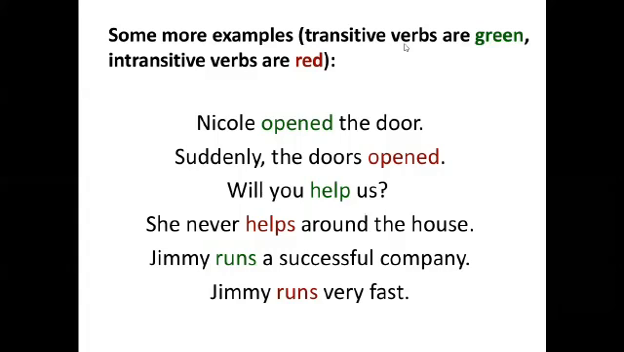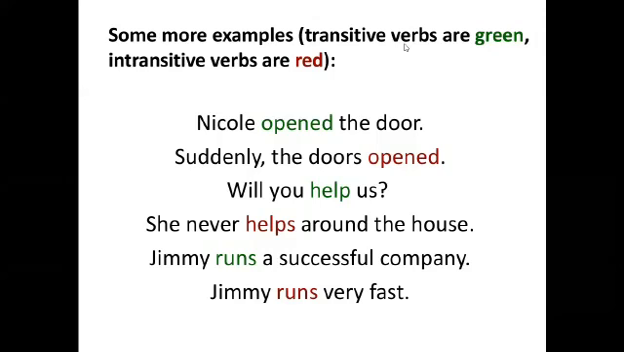So it is intransitive. Will you help us? If we say only will you help, it will not make sense. So to complete it, we added a direct object, us, so it has become a transitive verb. She never helps around the house. She never helps around the house means she doesn't help with the housework. So here we don't need a direct object, so it is intransitive. Jimmy runs a successful company. If I say Jimmy runs, it becomes a different thing. It falls under the same example we mentioned at the beginning.